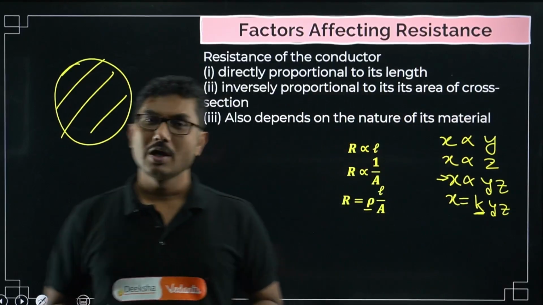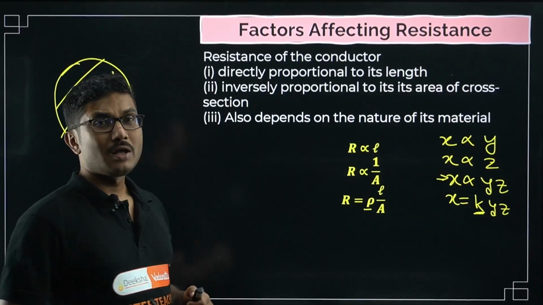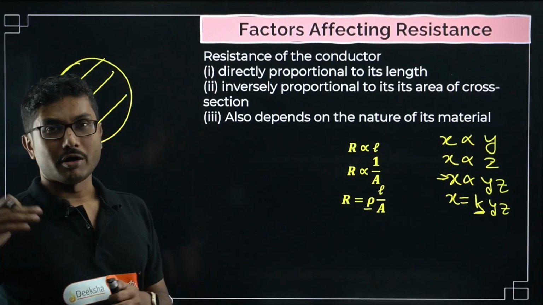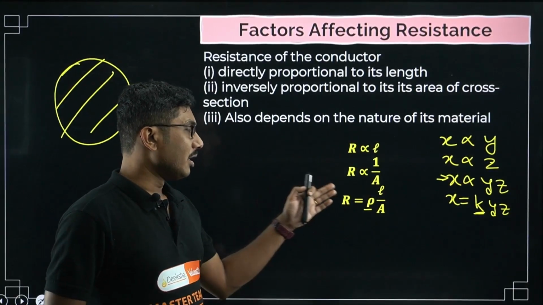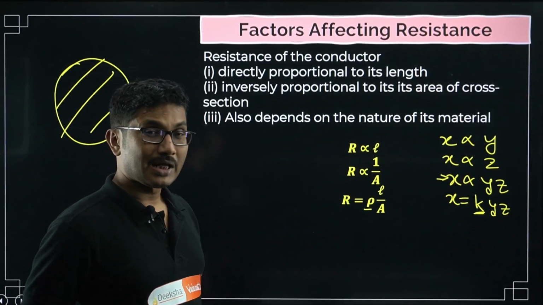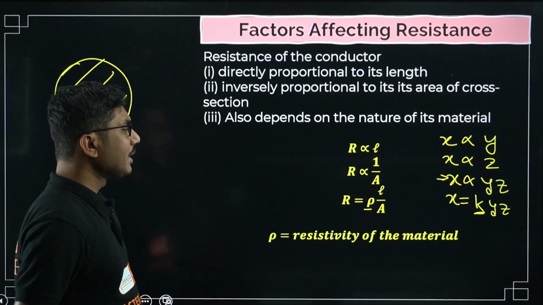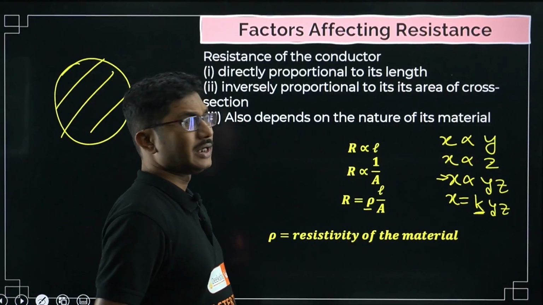You can check that out, but I am not going into detail of that because that is not super important for your exam. As we are focusing more on your exam preparation, you have to remember that rho is called resistivity. Sometimes it is also called specific resistance. So rho is called resistivity of the material.